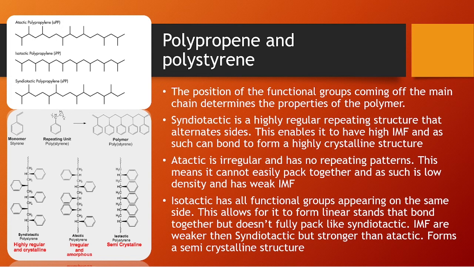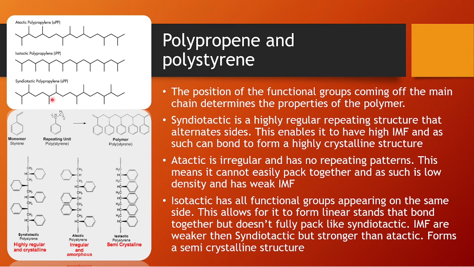It does mention both of these, polypropylene and polystyrene, in the actual syllabus itself. It is talking about how the branches that come off of it, particularly in polypropylene, the propene group, the third group, and in polystyrene, the benzene group, how they sit in the molecule and how that has a big implication on its structure. So we have three ways that it can sit: syndiotactic, atactic, and isotactic.